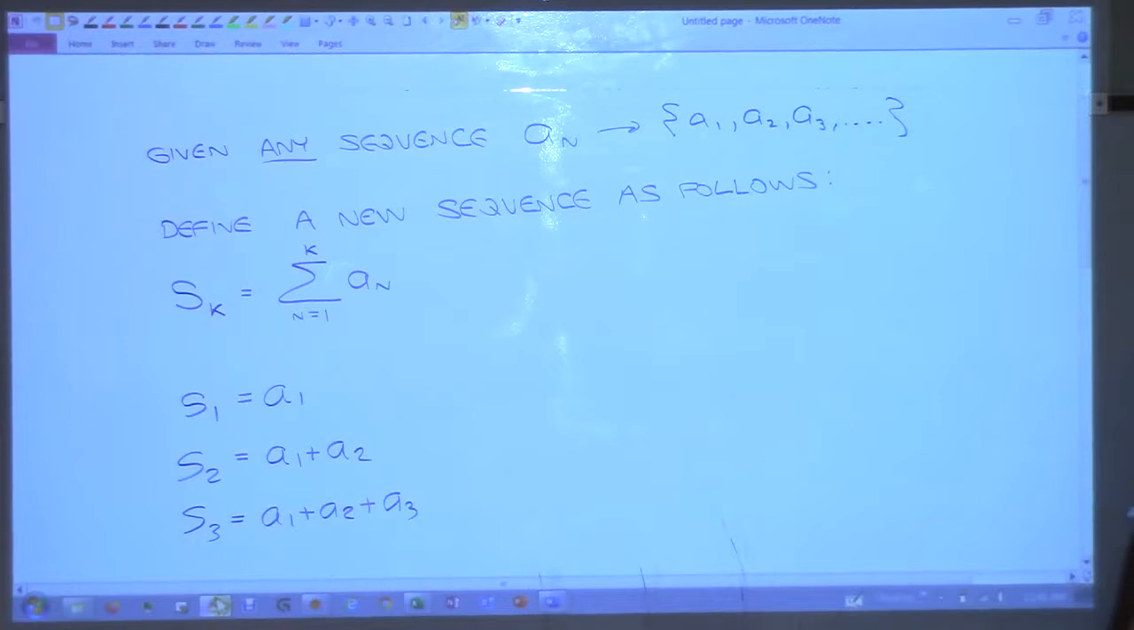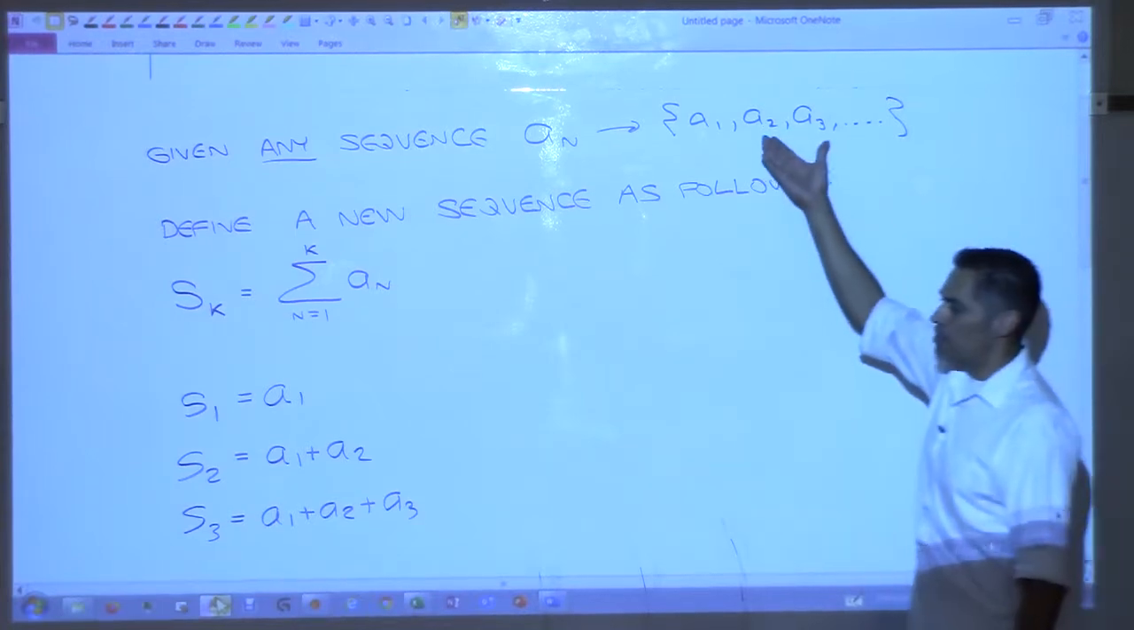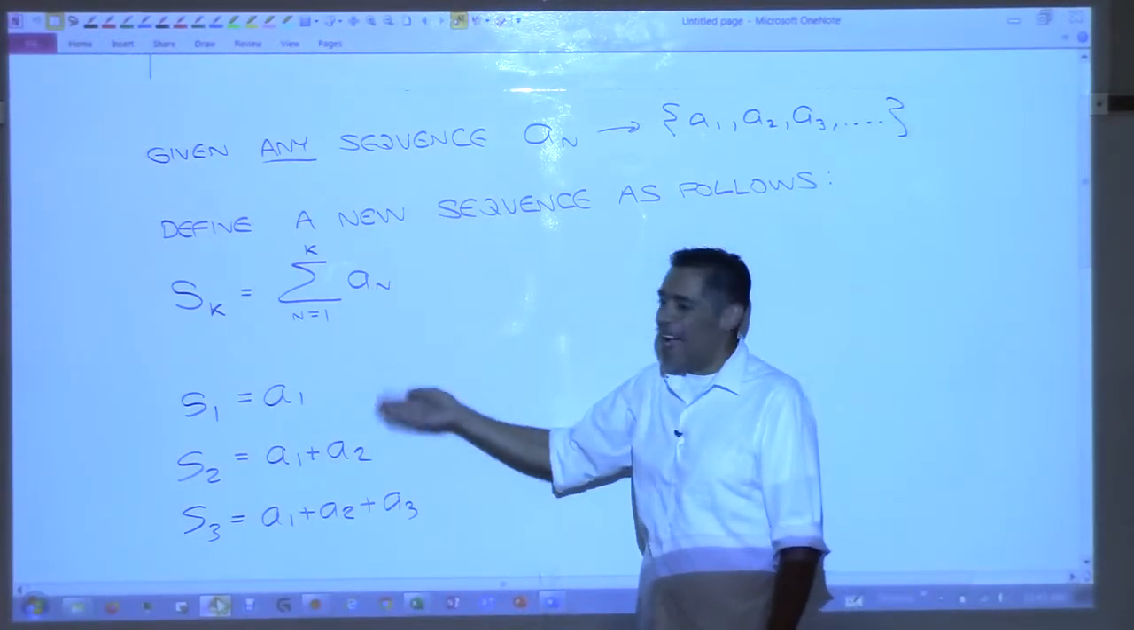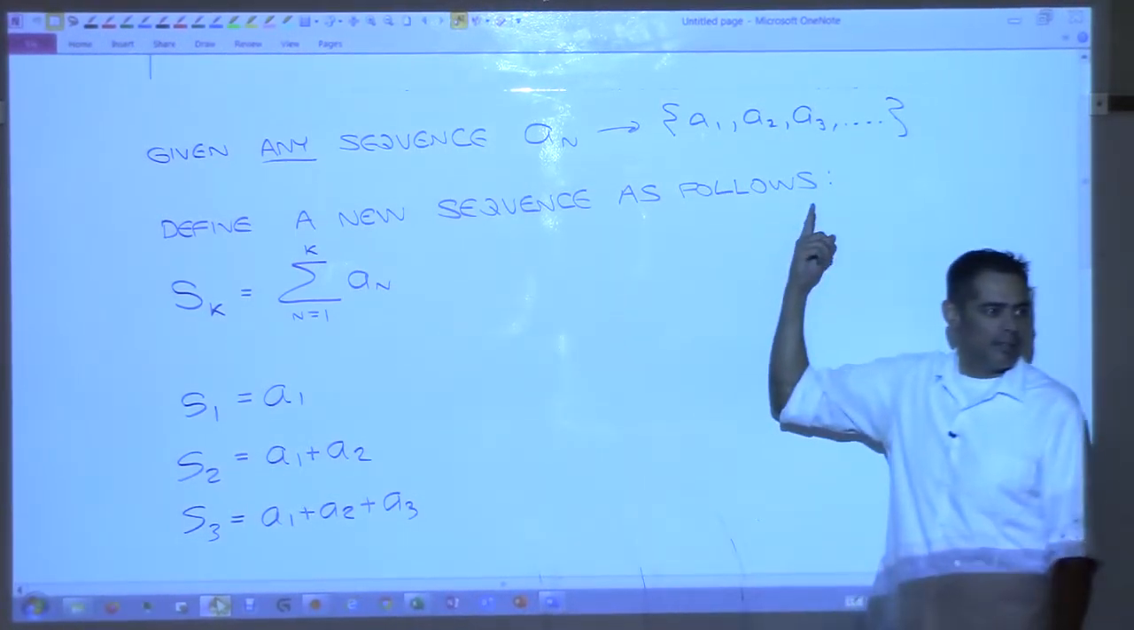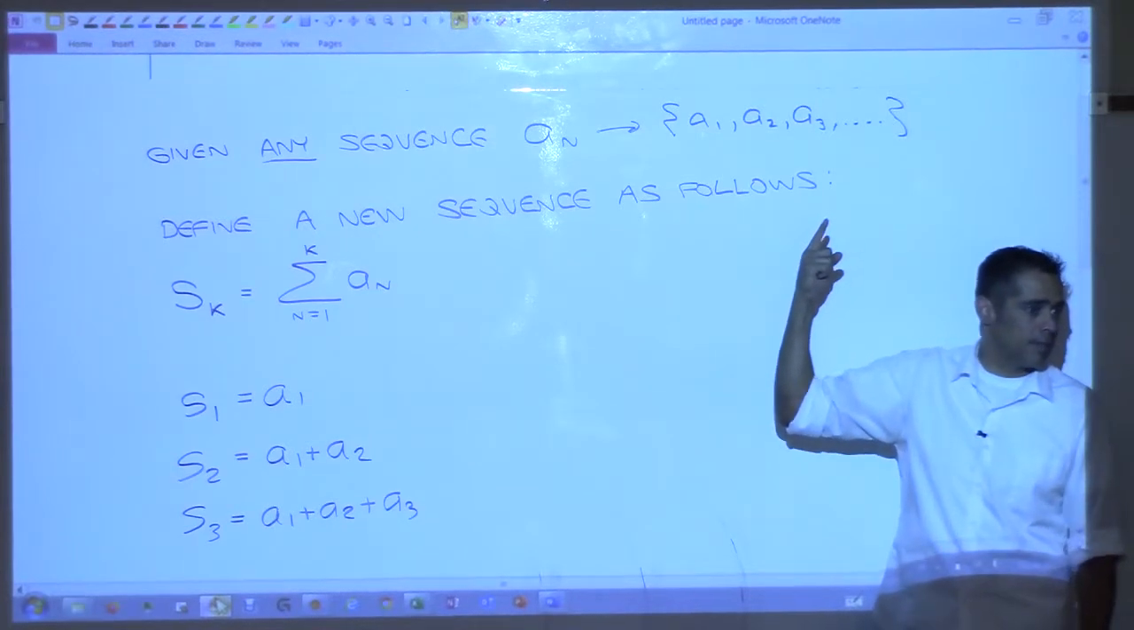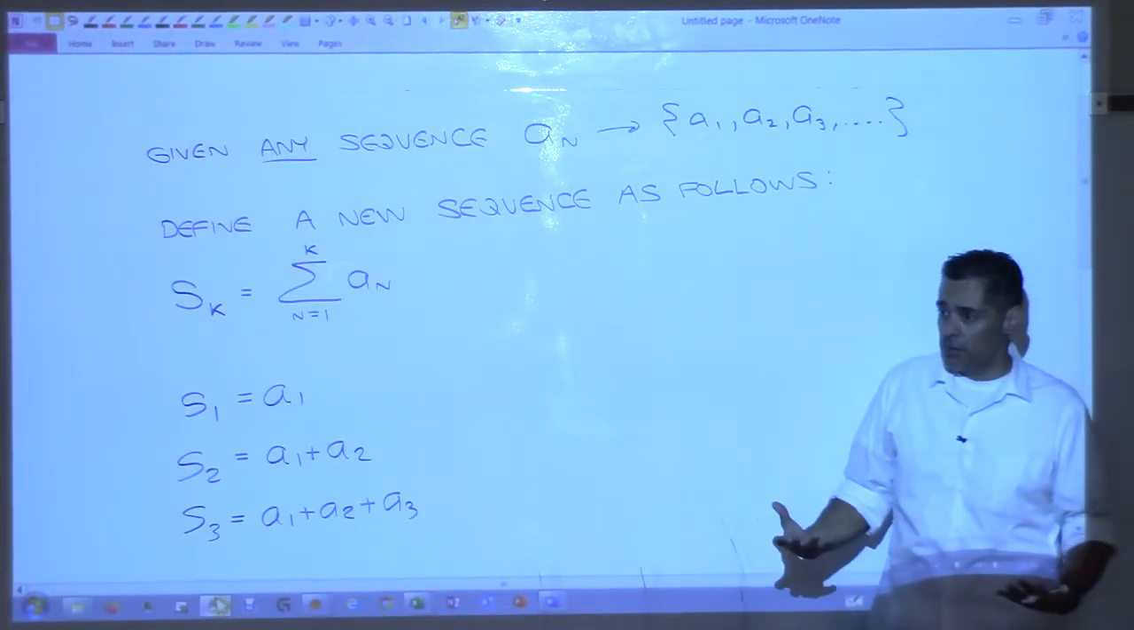What's the fourth one? Sum of the first 4. What's the fifth one? Sum of the first 5, right? So I've just taken a sequence and I've created this new sequence which adds up the terms or the numbers within that sequence. Agreed? Okay.